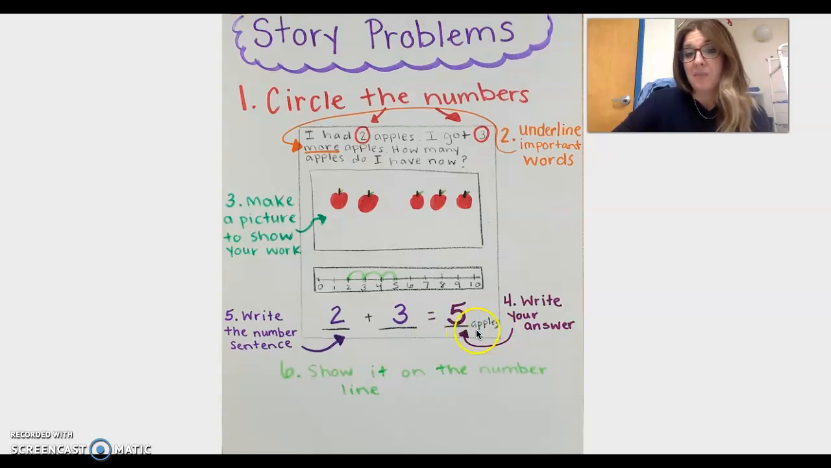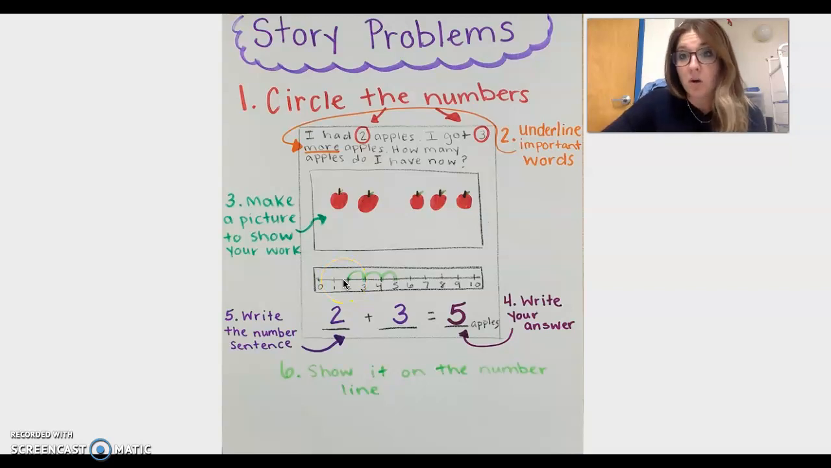And we're going to put how many things we have all together because it's asking a question. This story problem is asking a question. How many apples do I have now? We need to answer how many apples we have. We have 5 apples. If we just wrote 5, we'd be like, 5 what? 5 oranges? 5 blocks? 5 crayons? No, because we're solving the problem for apples. 5 apples.